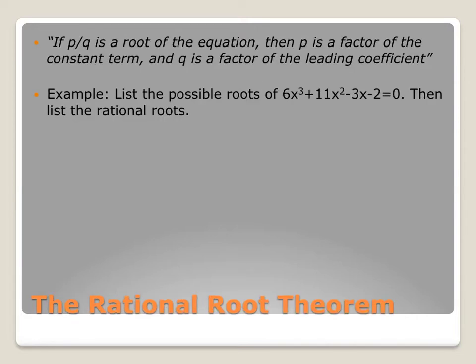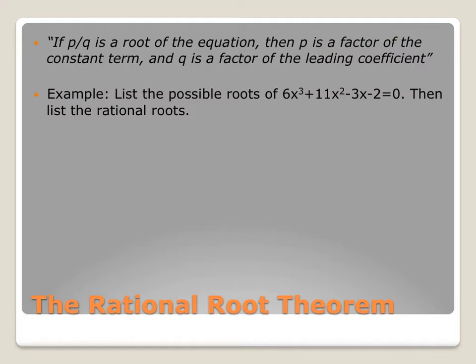Now we want to take a look at the rational root theorem. It states that if p over q is a root of the equation, then p is a factor of the constant term and q is a factor of the leading coefficient. We've talked a little bit about the constant term and leading coefficients in our first lesson when we discussed polynomials, so this might be just a recap with a little twist. An example that you might see would state, list the possible roots of 6x cubed plus 11x squared minus 3x minus 2 equals 0. Then list the rational roots.